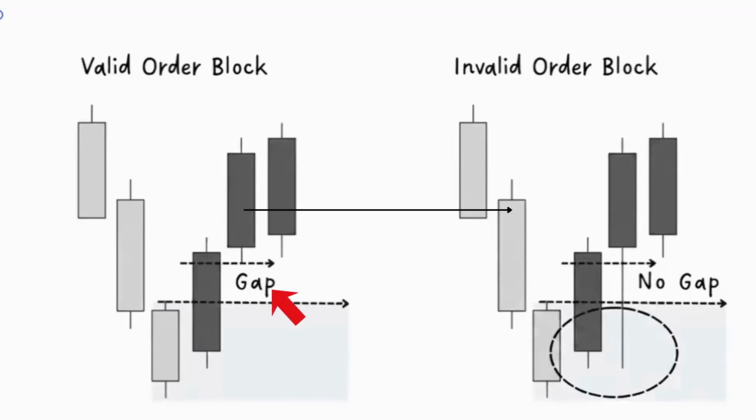Now compare it with the example on the right. Although price moved higher, there is no fair value gap. The move lacks strong displacement, making this a much weaker order block. A valid order block is not just the last bearish candle, it should be supported by strong displacement and a fair value gap. As a beginner, always focus on quality over quantity. A few high-probability order blocks are far better than taking every setup you see on the chart.